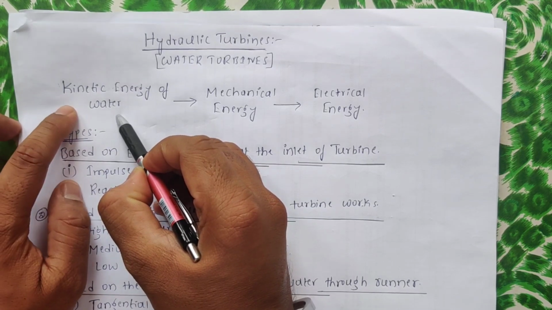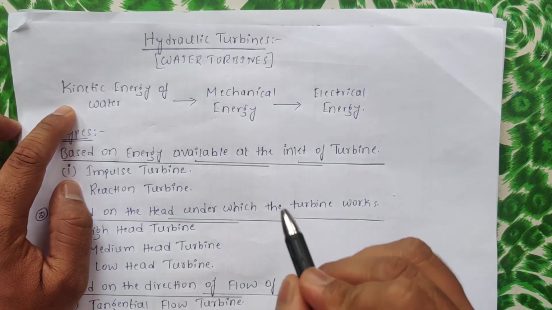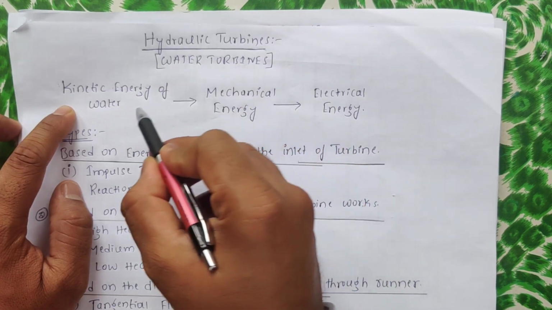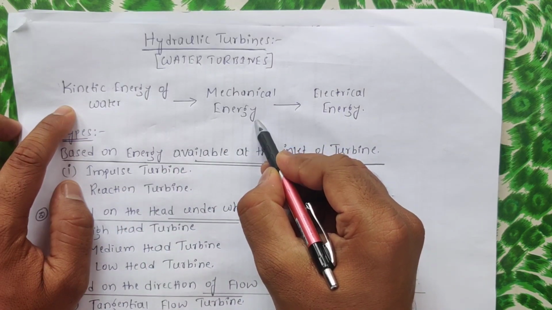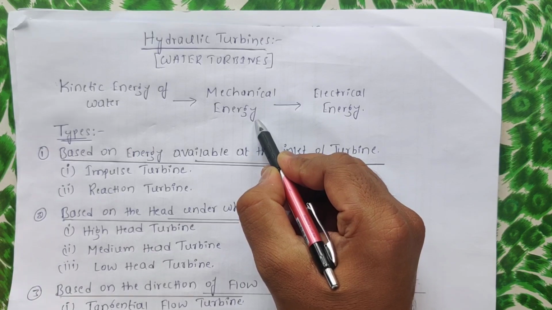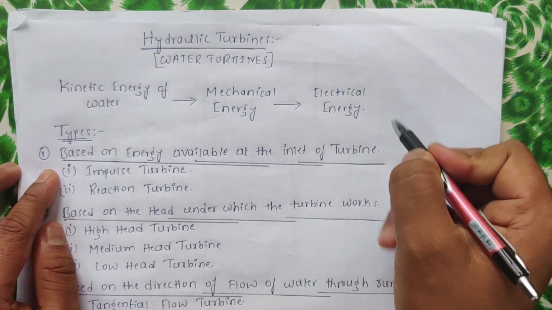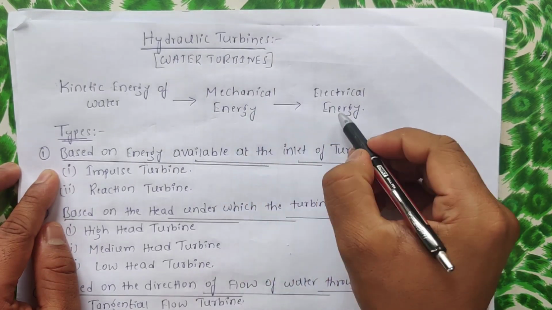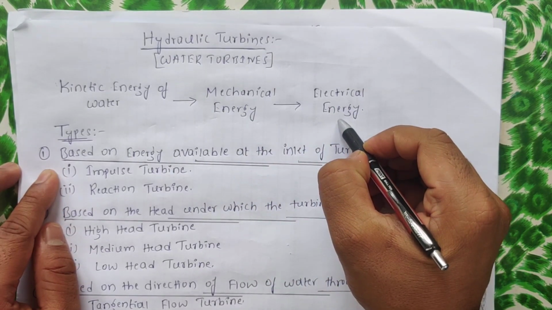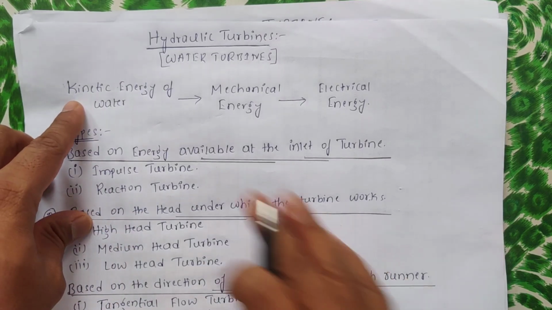When that flowing water hits the turbine, the turbine starts rotating. That means there is a conversion of kinetic energy of water into mechanical energy of the turbine. Once the turbine rotates, it is coupled with a rotor, so the rotor also rotates and there is a production of electricity. So mechanical energy is converted to electrical energy. Basically, the function of a turbine is to convert mechanical energy into electrical energy.